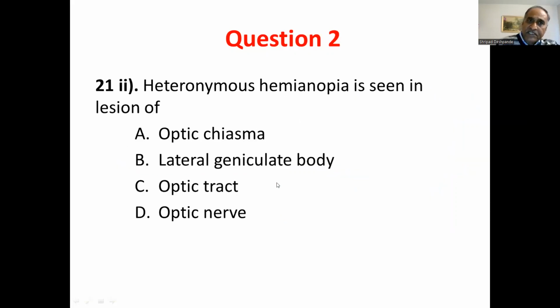Moving on to the next question, question number 2, a very easy question. 21.2 is the question number in the question paper. Heteronymous hemianopia is seen in. Heteronymous means both are not in the same site, they are at different sites. A, optic chiasma, B, lateral geniculate body, C, optic tract, D, optic nerve.